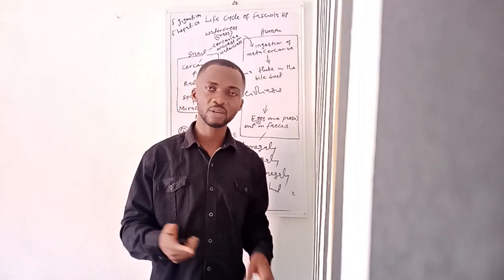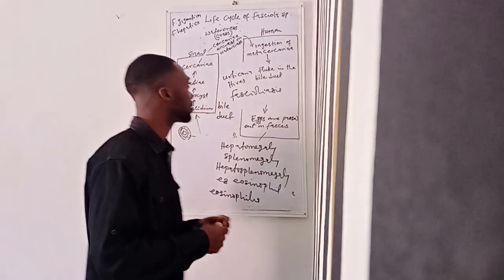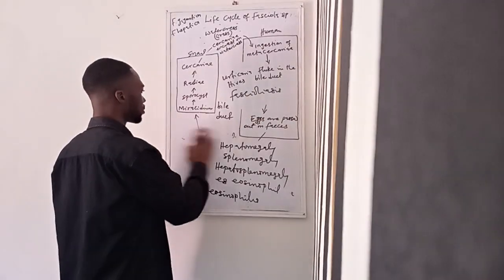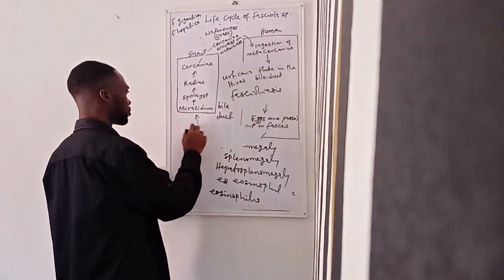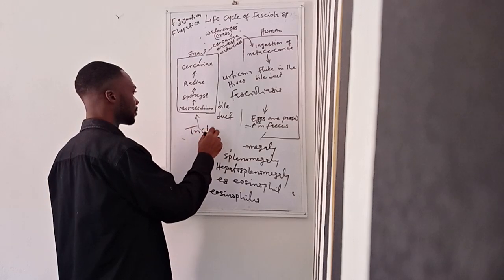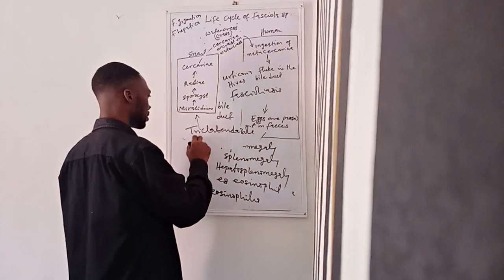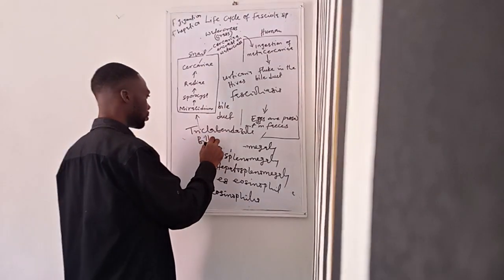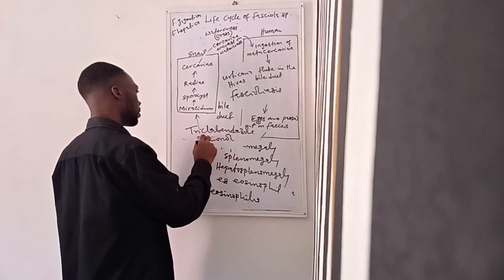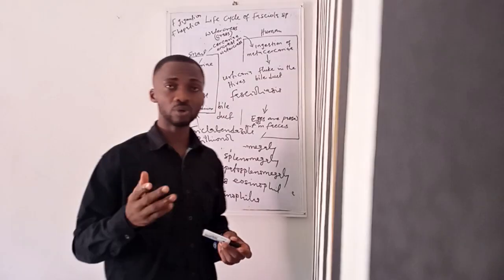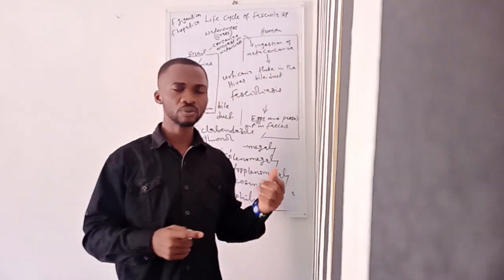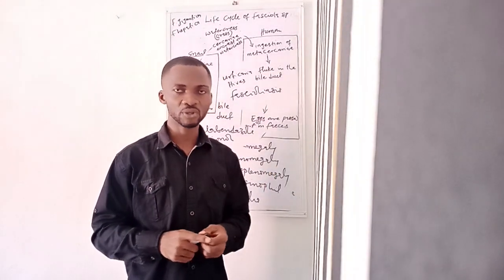Then, of course, treatment. What kind of drug can be used in the treatment of this parasite? You can use triclabendazole. Then bithionol. These are some of the drugs that can be used in the treatment of fascioliasis.